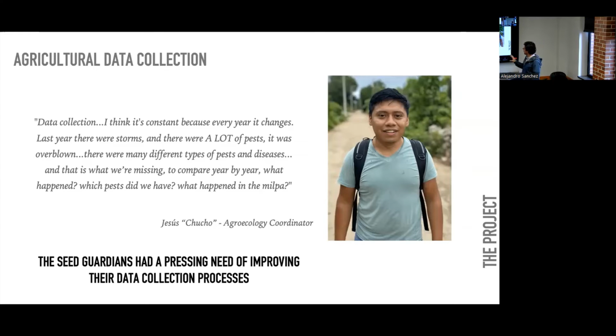He's the agroecology coordinator, and when I asked him about the data collection, he said, "Data collection, I think is constant because every year it changes. Last year there were storms and there were a lot of pests. It was overwhelmed. There were many different types of pests and diseases. And that is what we're missing to compare year by year. What happened? Which pests did we have? What happened in the milpa?" So they have a pressing need of improving their data collection processes.